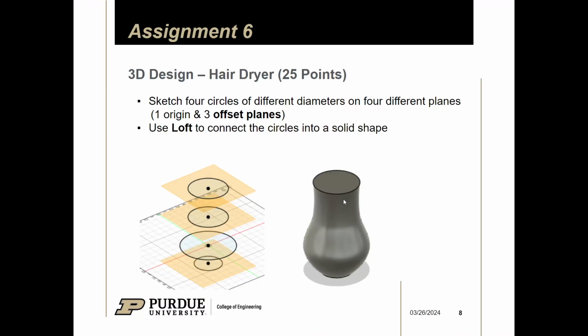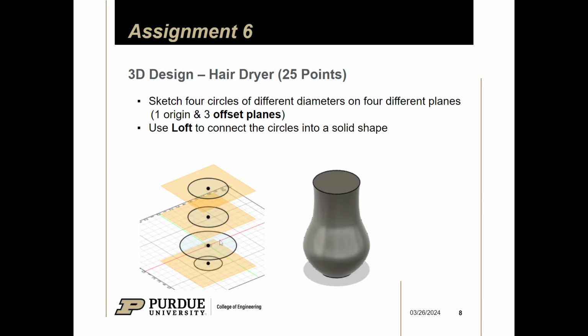Okay. So to make this hair dryer, we're going to be creating planes. Before, we've been using the 3 planes that are given to us when we start our model, but in certain circumstances, it might be nice to create your own planes to create your geometries, if that makes sense. So in this assignment, we're going to be creating a bunch of planes, and then creating separate sketches on those planes to create a loft.